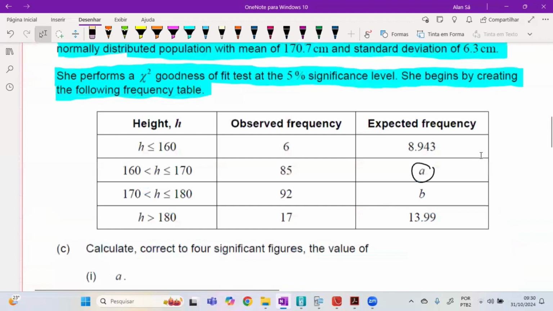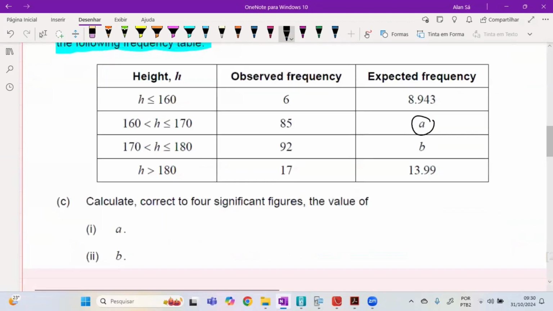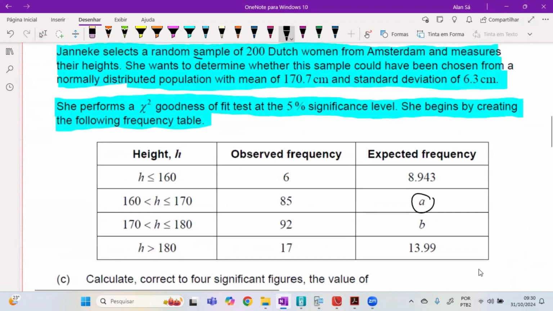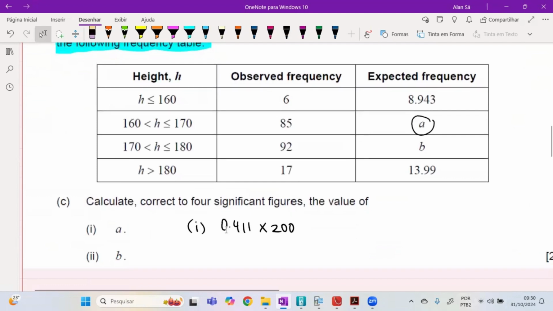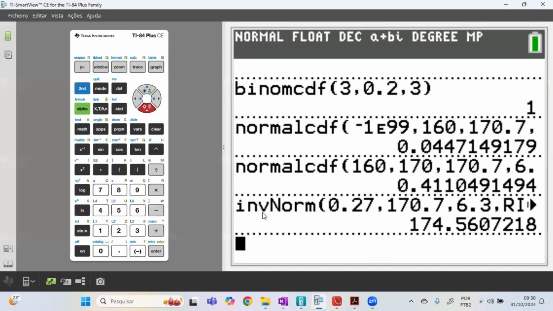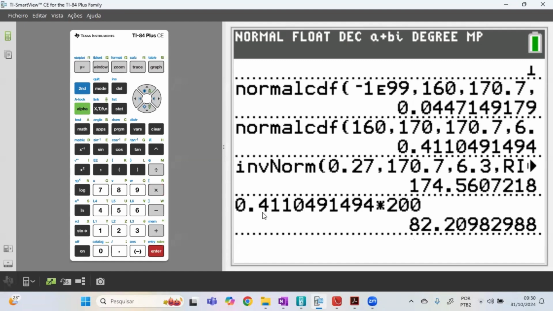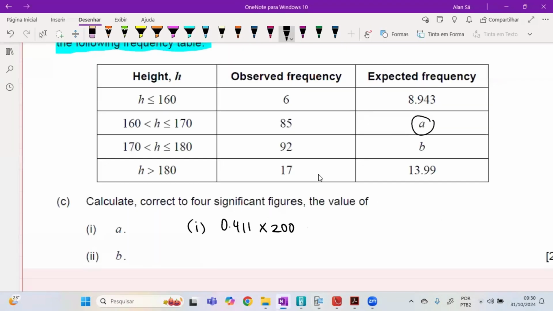So all we have to do to find this expected frequency is to multiply this probability 0.411 by 200, because it's a sample of size 200. The most accurate way is not to multiply by 0.411, but to get the full calculator display with lots of figures and then multiply by 200. Then we round the answer to 4 significant figures: 82.21.